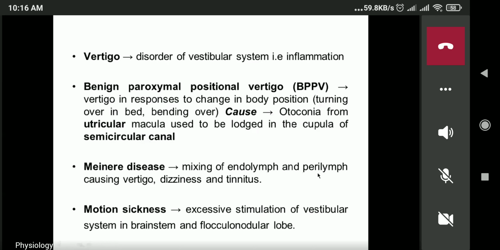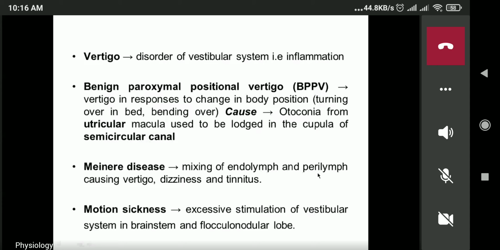If endolymph and perilymph mix up, then there may be Meniere disease, which causes vertigo, dizziness, and tinnitus. Motion sickness is very, very common. Some persons, whenever they are in a moving vehicle, feel motion sickness, and they vomit, and they feel dizzy, etc.